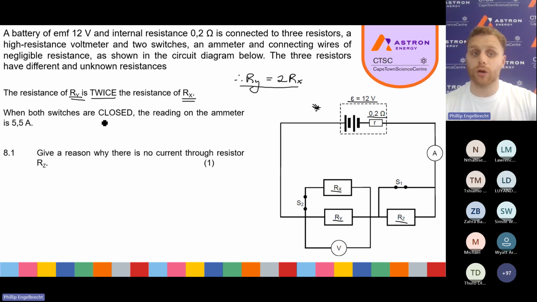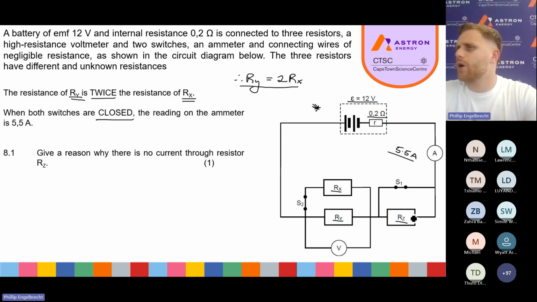When both switches are closed, the reading on the ammeter is 5.5 amps. So that's what's been given to me. Question 8.1 says, give a reason why there is no current flowing through resistor Z. So remember, this switch is closed, so there's no current flowing through resistor Z.